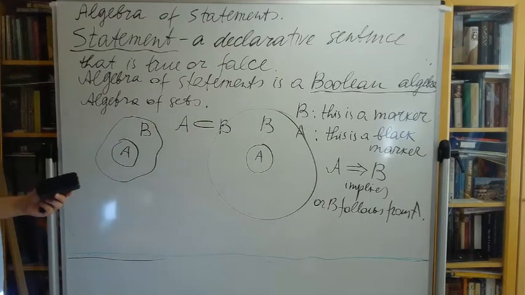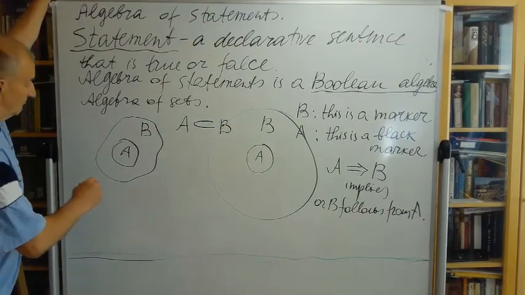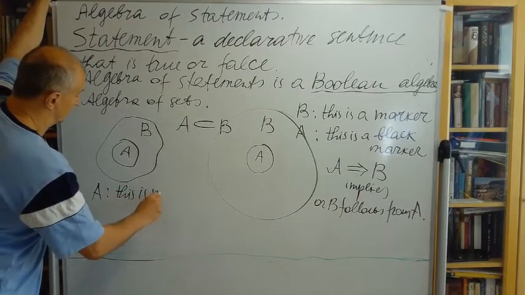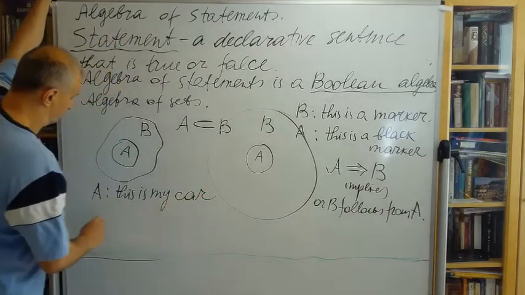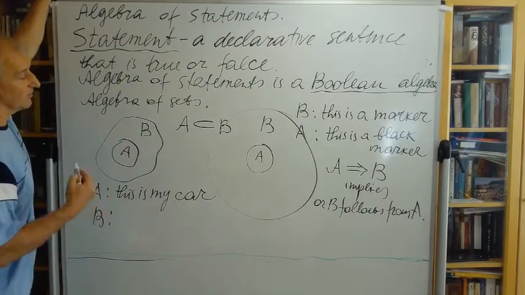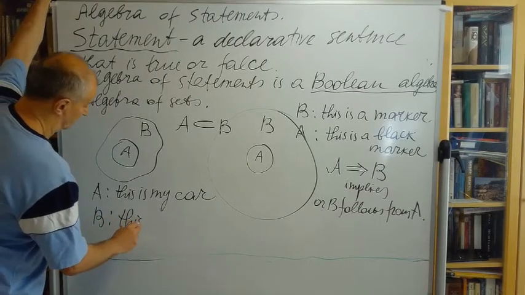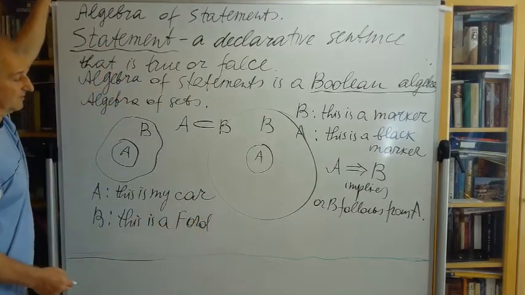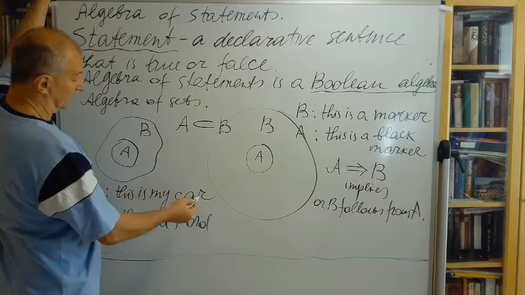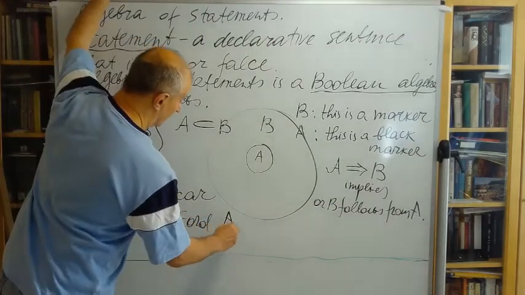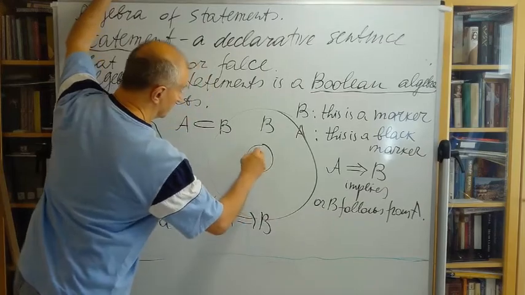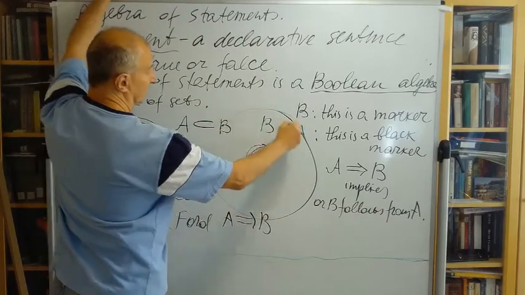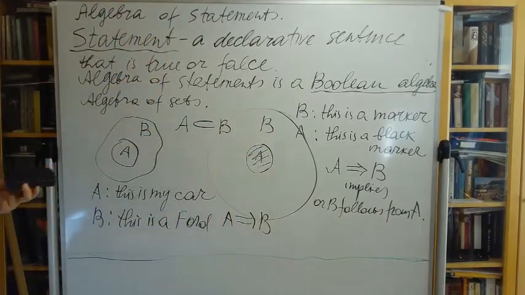Another example: suppose A says this is my car, and B says my car is a Ford, a Ford-made car. Of course, if my car is Ford, A implies B. This denotes my car, and it is part of the set of the whole family of Ford cars.